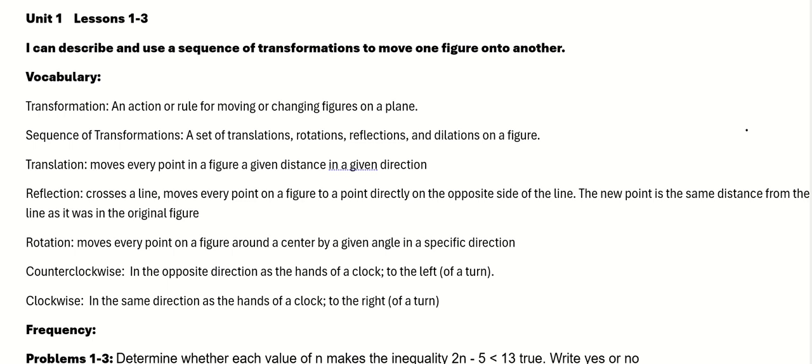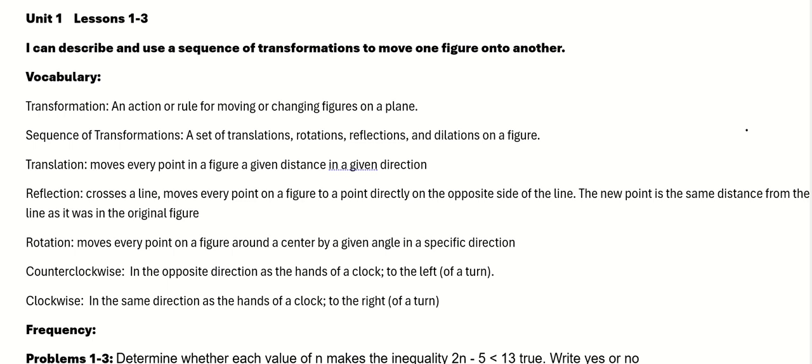So these vocabulary terms, if you notice on your note takers, they're there, but they're not written out for you. So what you need to do is open up your flap, lift up that note taker, and on the page underneath, you need to copy down the word and then the definition. So you're going to lift up your flap, you're going to write down transformation, and then you're going to write an action or rule for moving or changing figures on a plane.